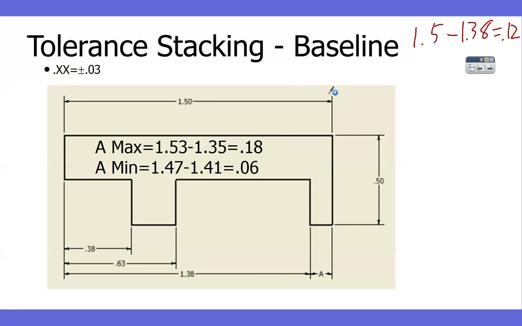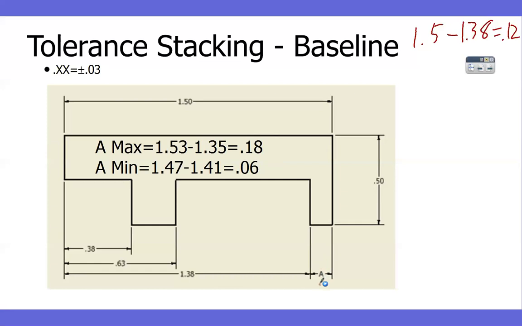And so basically, once I have two dimensions, I get a tolerance stack of 2 times the tolerance. So now it's plus or minus 0.06, right? Because 12 plus 6 is 18. 12 minus 6 is 6. Does that make sense?